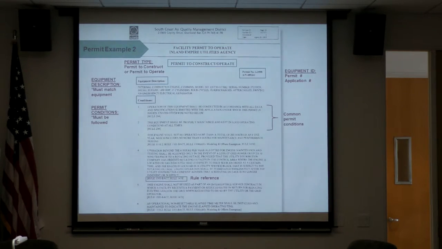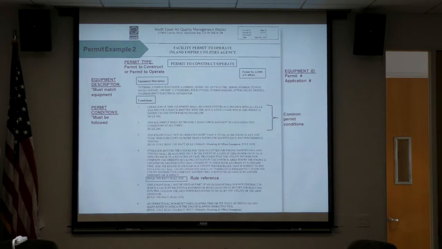I chose a second example to be the emergency internal combustion engine, mainly because they are found at all of our plants. And I wanted to draw your attention to condition number 3, which indicates the amount of hours allocated for maintenance and testing. Don't assume that all engines have the same amount of hours allocated for maintenance and testing. So for example, RP5 only has 6 hours, whereas RP4 may have 20 hours.